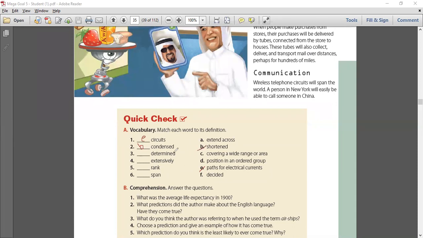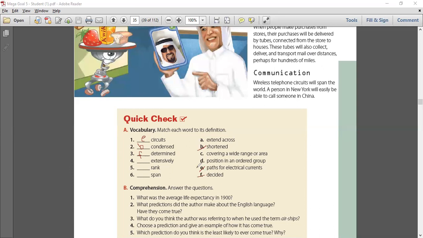Determined. I am determined to get the full mark in tomorrow's exam. What is the meaning of determined, Manar? Which is? Decided. Decided. Thank you.